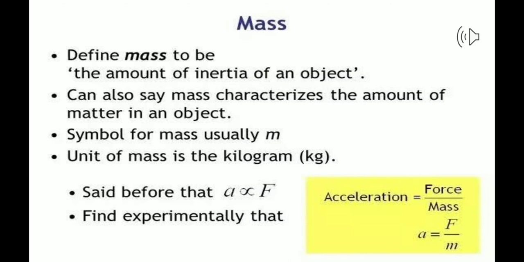Now, as we have that A is directly proportional to F, so we experimentally say acceleration is equal to force upon mass, because we know force is equal to acceleration into mass. So A is equal to F by M. So we know how to apply the formula. We know these formulae. So we move to the other part of this, that is weight. Now let's see what we have in weight.